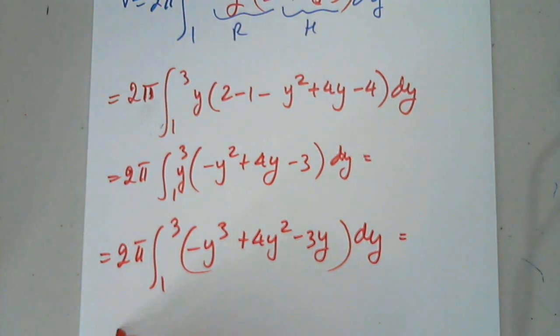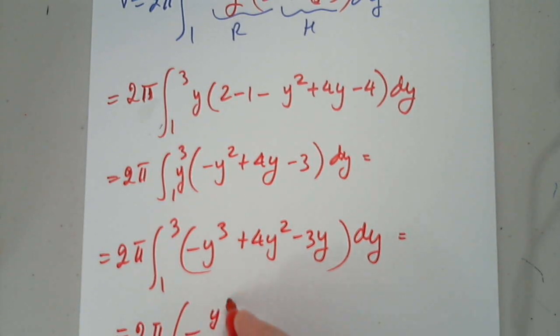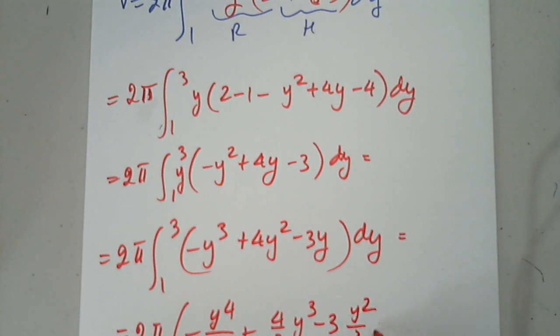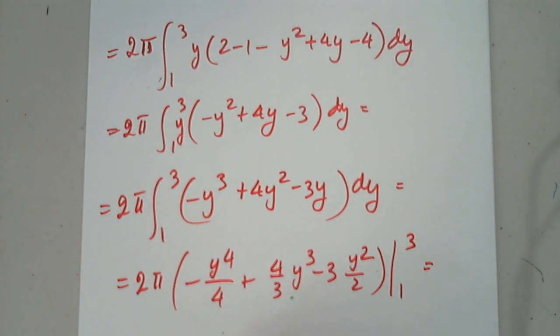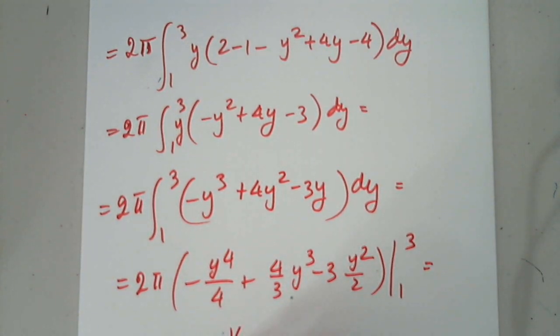And this is 2 pi times negative y to the fourth over 4 plus 4/3 y cubed minus 3y squared over 2, from 1 to 3. And I did perform all these calculations, and I got 16 pi divided by 3.